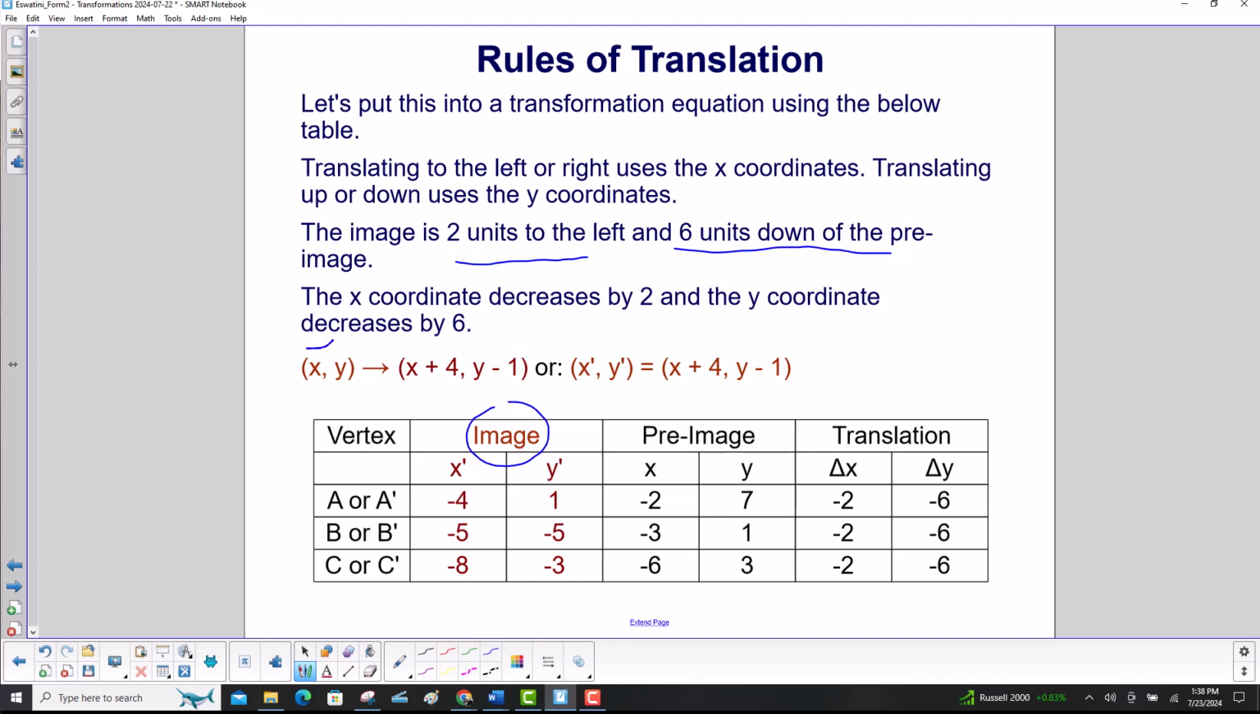And we have two notations we can use. x, y, this is the ordered pair here, can transform into x plus 4, y minus 1. That's what this arrow is. Another way to say it is these new coordinates, the x prime and y prime, equal x plus 4, comma, y minus 1. Either one works, and we'll be using both.